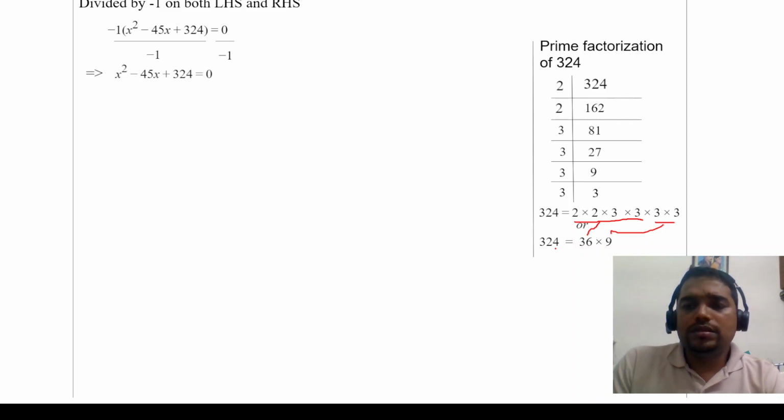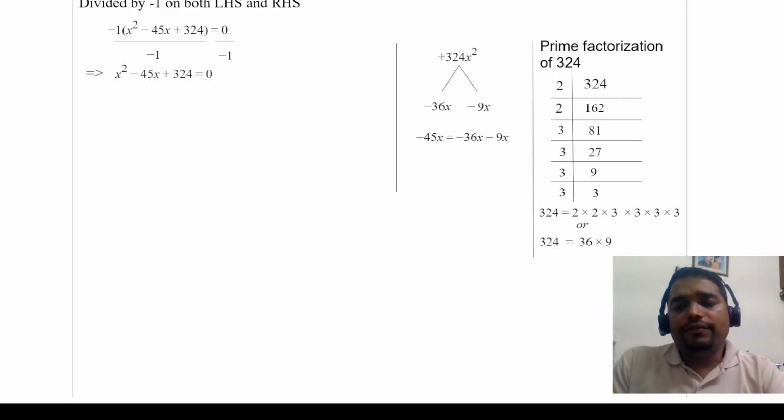So what are these 36 and 9, and how are they useful to us? Now let us see by selecting the factors. This 36 and 9 upon multiplication would give 324, because these numbers we have got by doing prime factorization of 324. Now related to the second condition, upon addition or subtraction I have to get minus 45x. This minus 45x I will be able to get by taking minus 36x as one factor and minus 9x as one more factor.